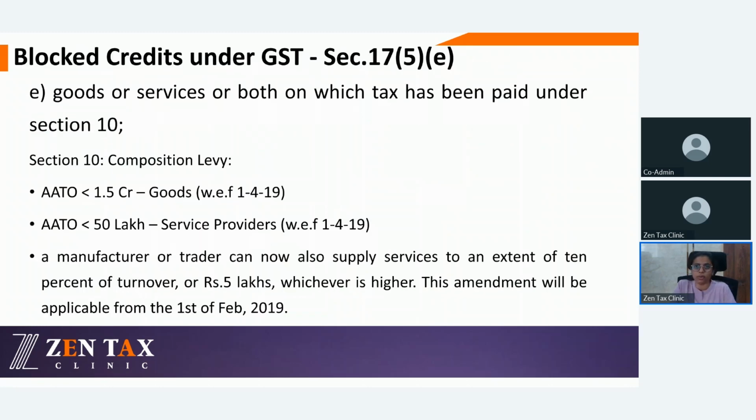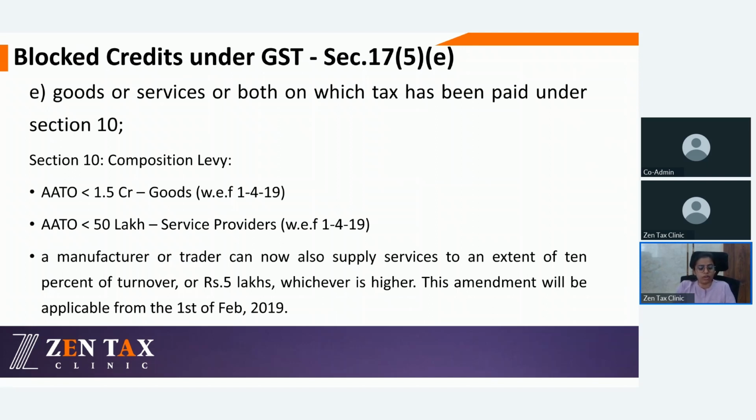So clause E talks about goods or services or both on which tax has been paid under section 10. It tells that if tax is paid under section 10, ITC is blocked. So what is section 10? We have to see here. Section 10 generally talks about the composition levy.